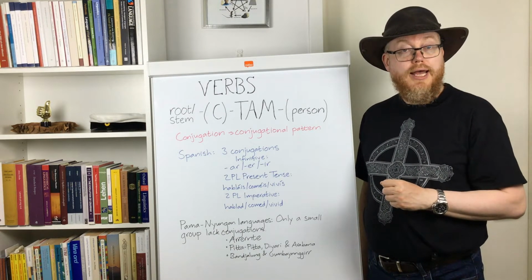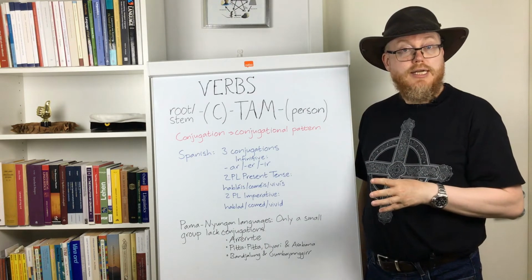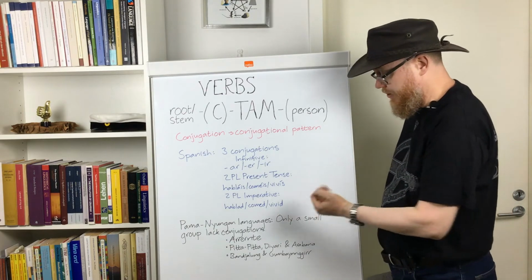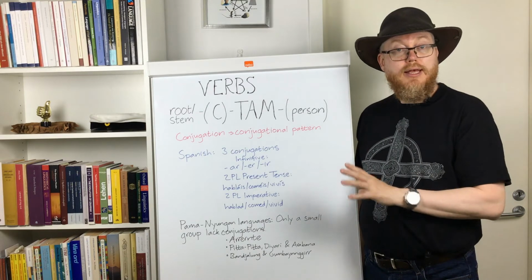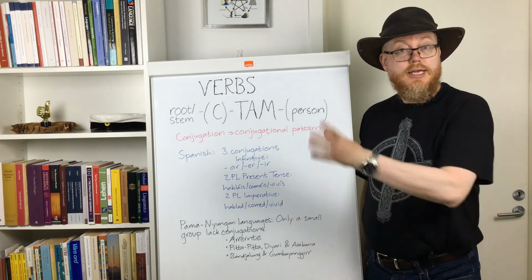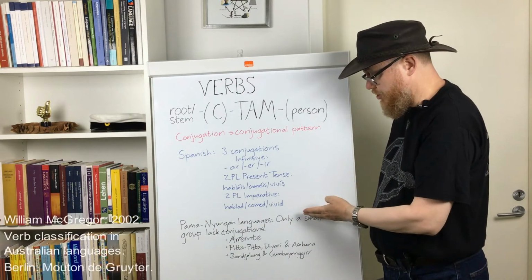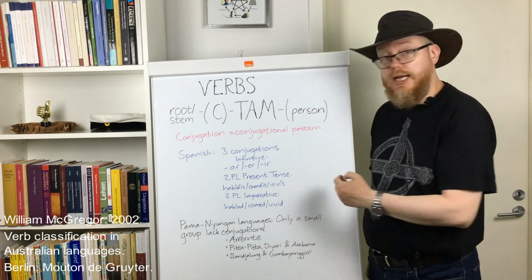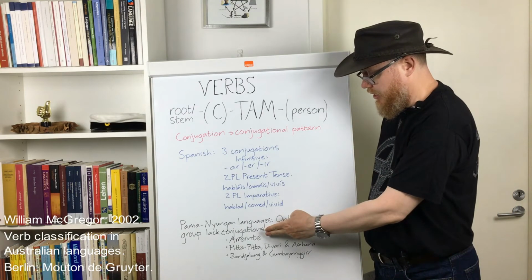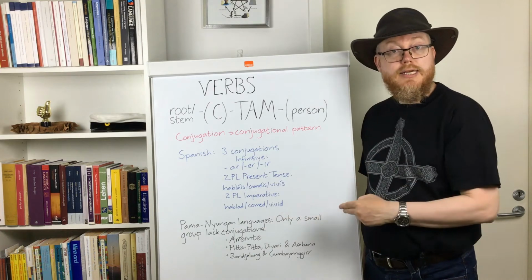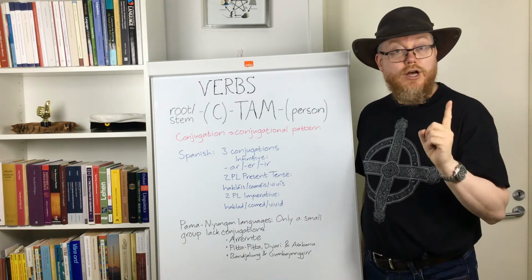But in Pama-Nyungan languages then, most languages do have conjugations and only a few lack them. And these are languages that are spread out in the center and the eastern part of Australia. And McGregor, 2002, he lists these examples. So we have the language Arunda in the center of Australia. See my video about Arunda phonology.